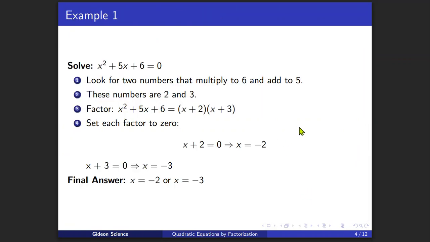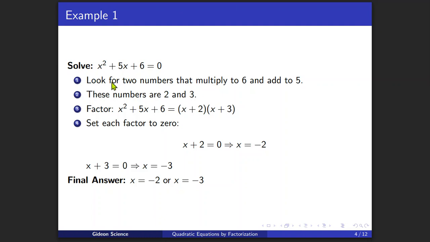Example 1: we have x squared plus 5x plus 6 equals 0. When you look at this equation, what we need to do is split it into two linear equations. So we are looking for a situation where x will lead to two values.